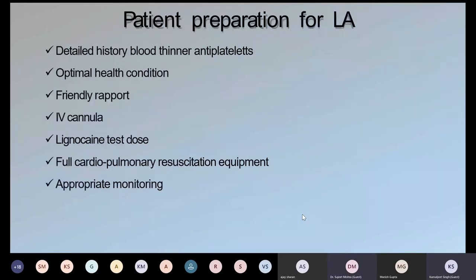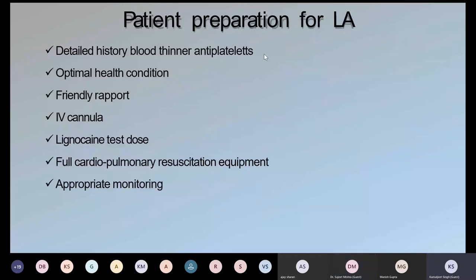Now, before taking the patient for surgery, you have to ask some very important questions, which many a time we miss. The most important thing is taking a detailed history; diabetes, hypertension, etc. have to be taken care of. Apart from that, whether he is taking blood thinner and antiplatelet drugs should also be noted, because many a time there is bleeding when you are giving a peribulbar, retrobulbar or even parabulbar injection. But these days, since we are doing topical, many surgeons don't prefer stopping the blood thinners.